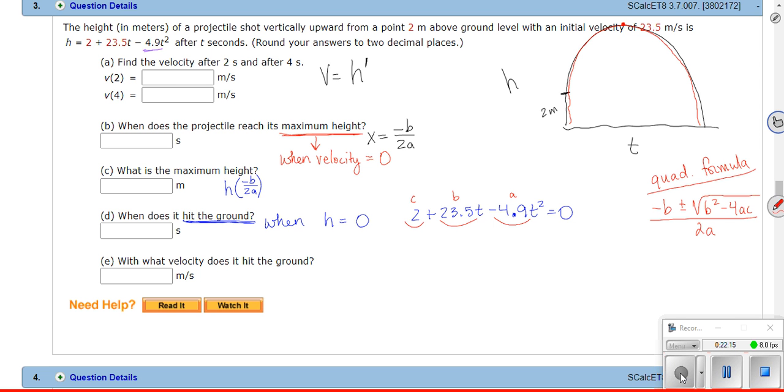And then part E, it says at what velocity does it hit the ground? Well, first of all, when does it hit the ground? If you're solving a quadratic, you're going to get two values for t. But t is a measure of time. You're probably going to get one positive and one negative. Well, obviously, can we go back in time? No. So we ignore the negative answer. Once you find the t here, the answer from part D goes into the velocity function to solve for part E.